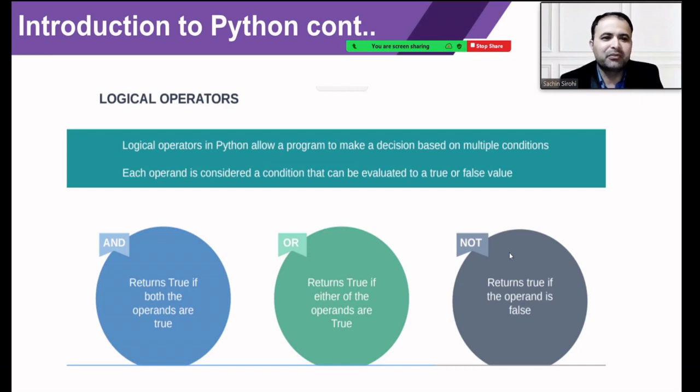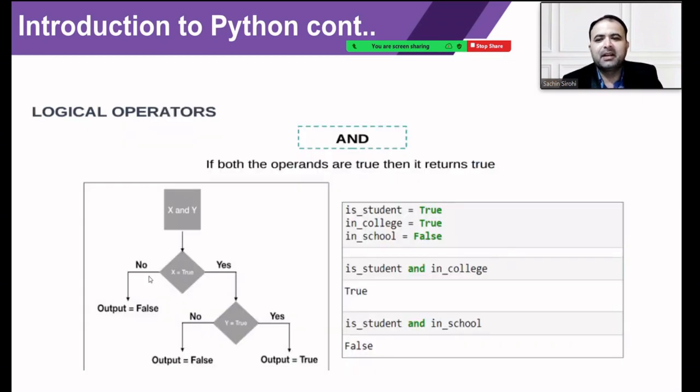So let's discuss them one by one. Similarly, we have a chart with x and y. If x is true, it moves in the true direction, and if x is false, it moves in the left direction, no direction, and the output is false. When the output is yes, it again tests whether y is true, and then again it gives true. So this is basically a boolean chart. When the conditions are true, true, true, it moves in the right direction. When a condition becomes false, it moves in the left direction.